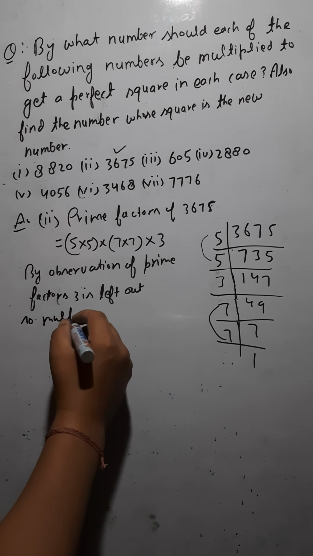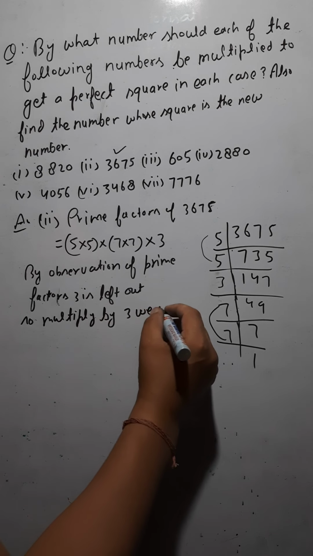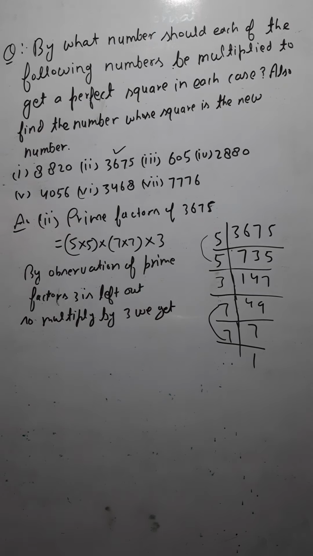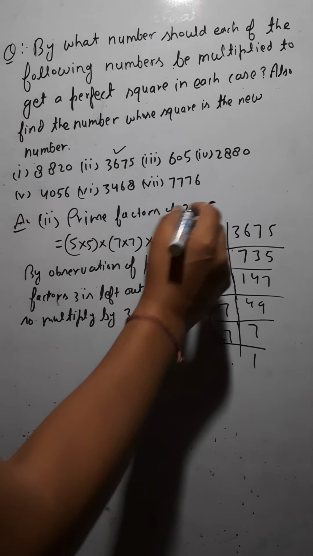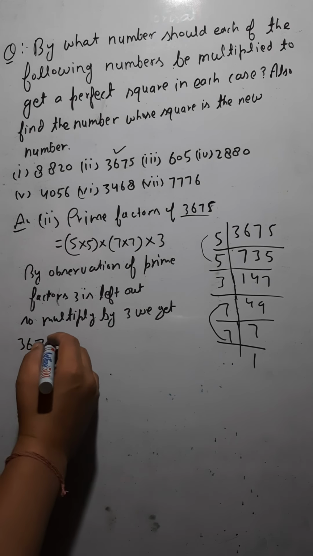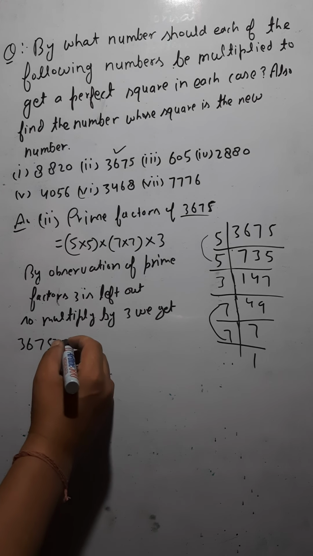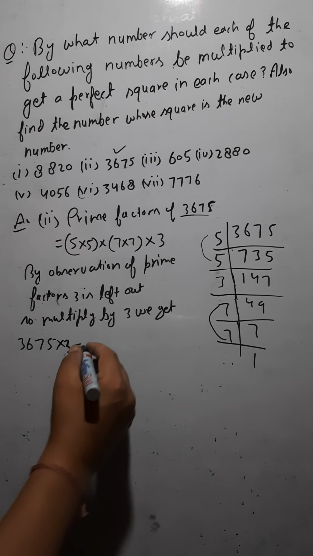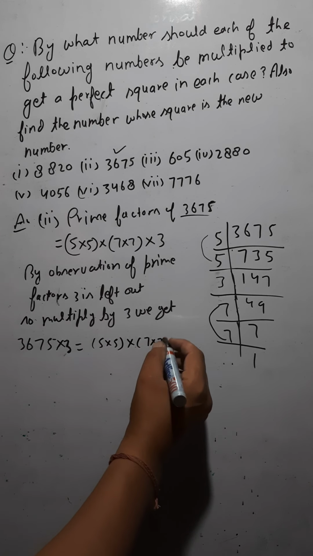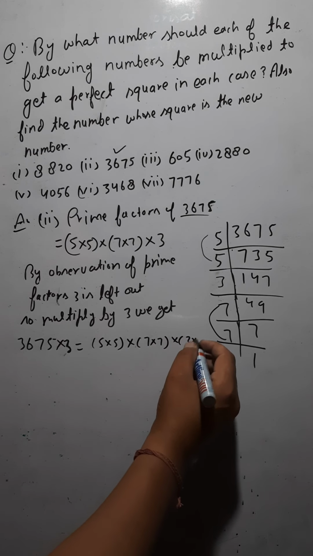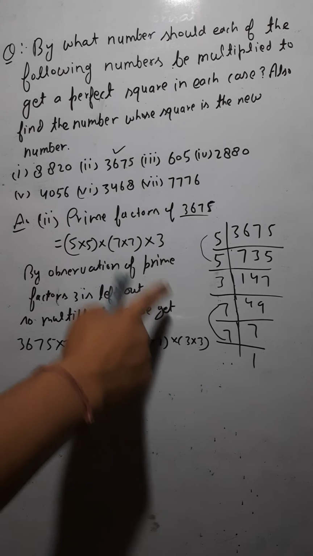Multiply by 3, we get, what do we get? If you multiply it by 3, it means you would be multiplying this number by 3. Yes or not? So I would be writing it as 3675 multiplied by 3, so it means you would multiply here by 3. So you would be getting here 5 multiply 5, then 7 multiply 7, then 3 multiply 3 as well. Yes or not? Because we have multiplied it by 3.